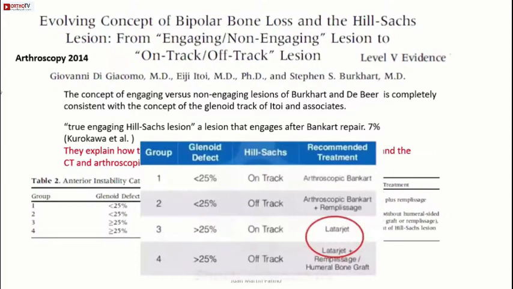Basically, they suggested two main techniques. When you have more than 25% of glenoid bone loss, they indicate Latarjet. When you have less than 25%, an arthroscopic Bankart. And they add a remplissage procedure in every off-track lesion.